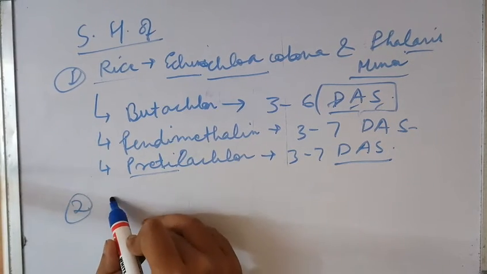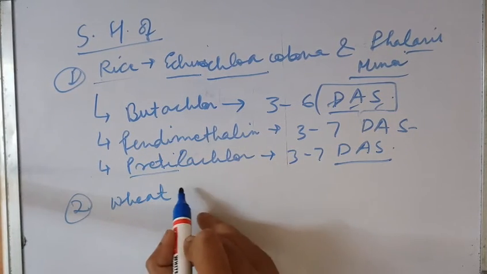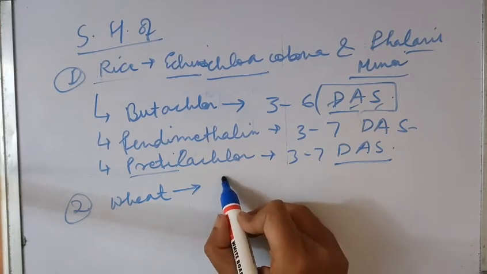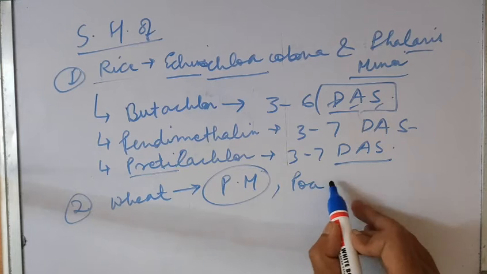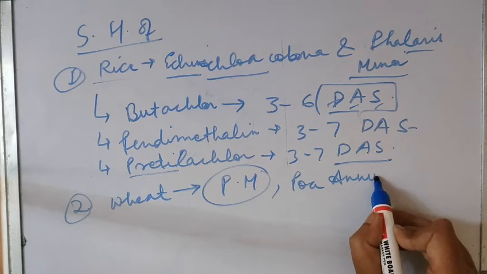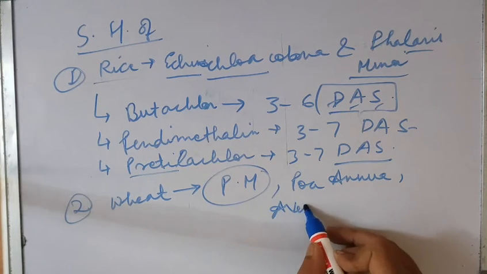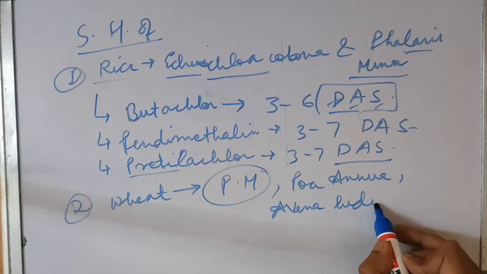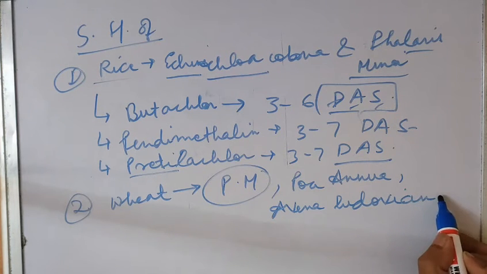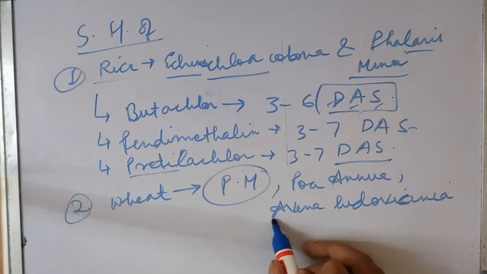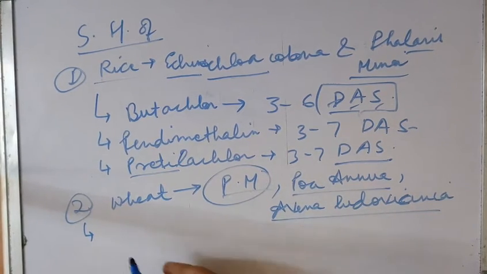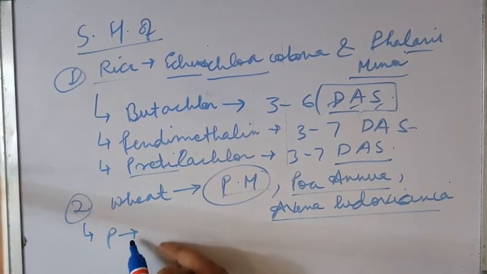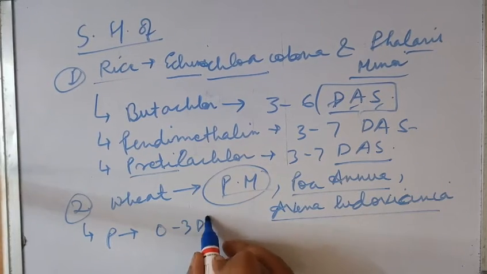Now one more crop is wheat. We all know that common weeds of wheat are Phalaris minor, Poa annua, Avena ludoviciana. So these are some of the common weeds of wheat. And the selective herbicide we will use is pendimethalin 0 to 3 days after sowing.